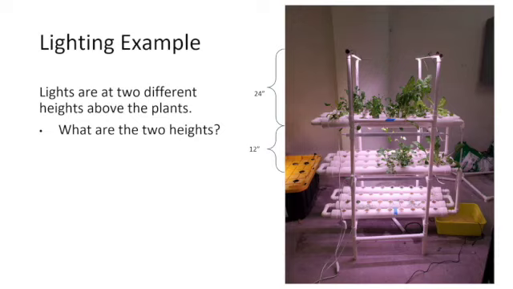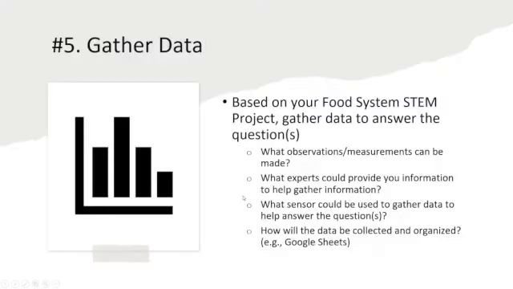And so you can see we're just simply pointing out that this design that they made, they had two different levels of lighting above the plants. And so now we're going to see, okay, what might have been the results of the distance of lighting from the plants on the plants.